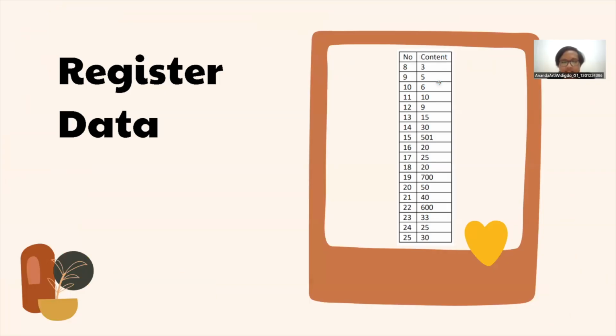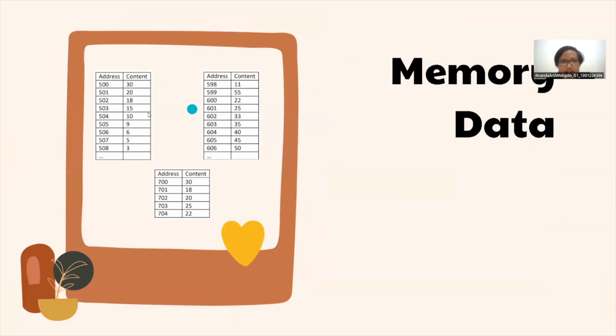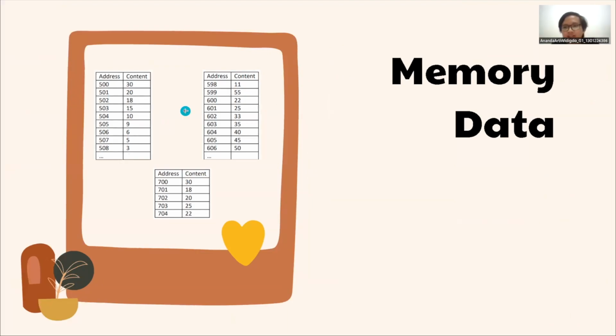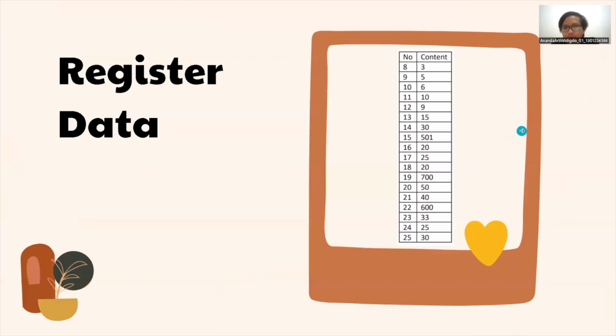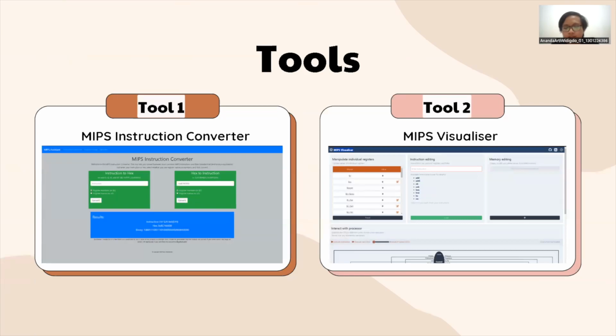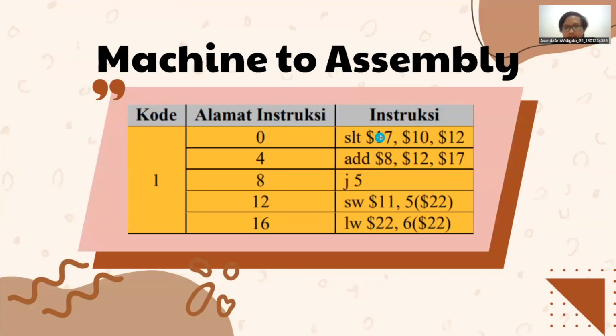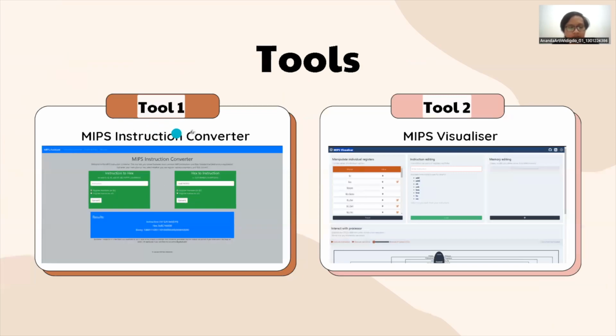This is the value for the register data that I got from YouTube. And this one is for the memory data, which I also got from YouTube. We first need to convert it to the assembly language, where we will get SLT 17, 10, and 12. And we can achieve that by using a MIPS instruction converter.